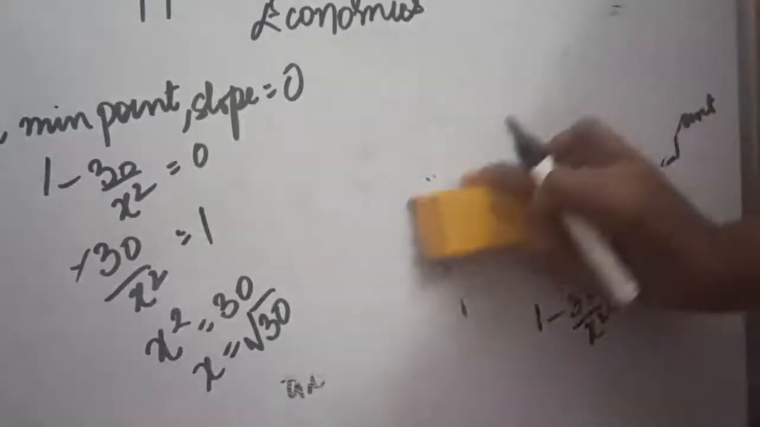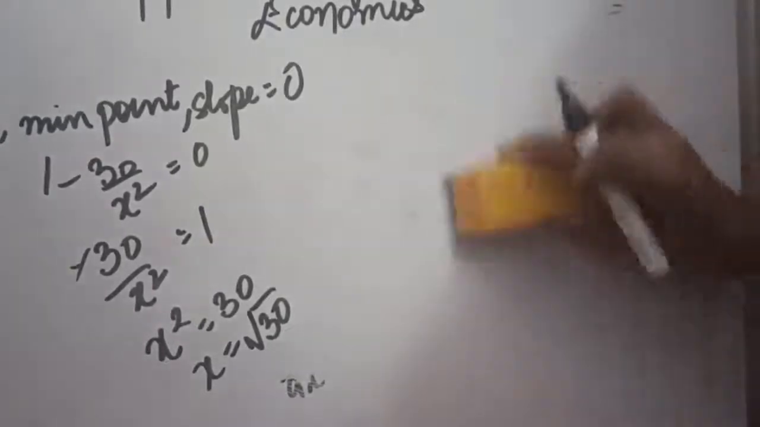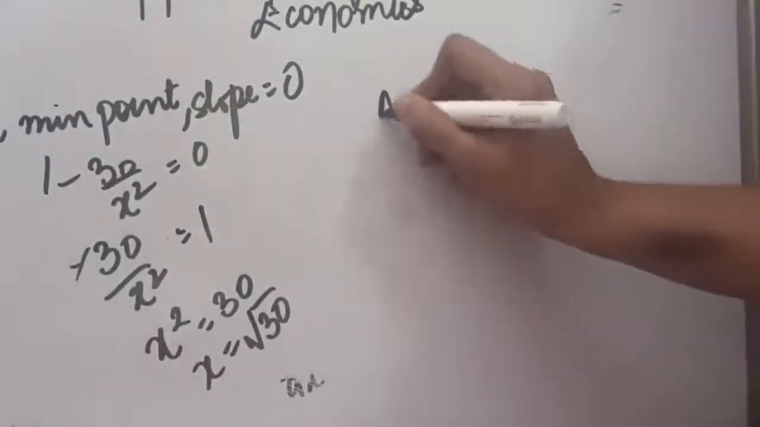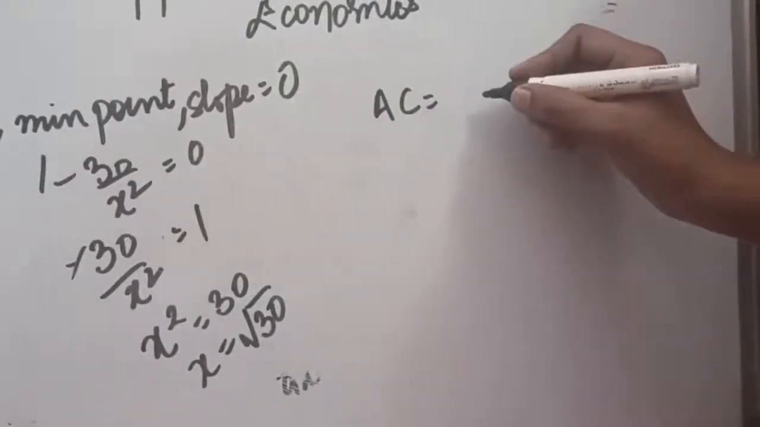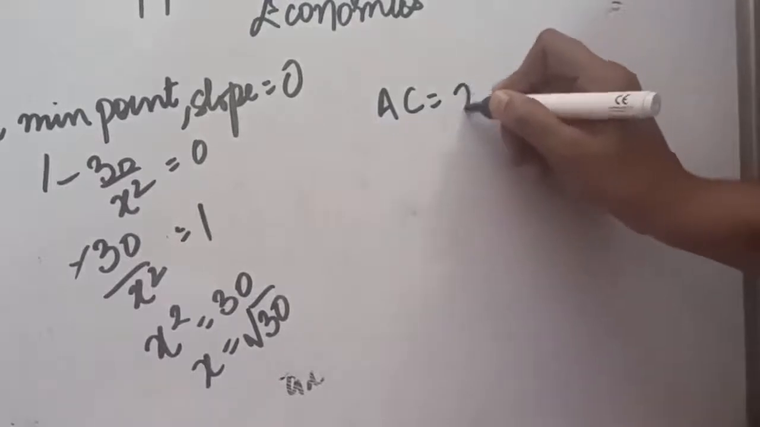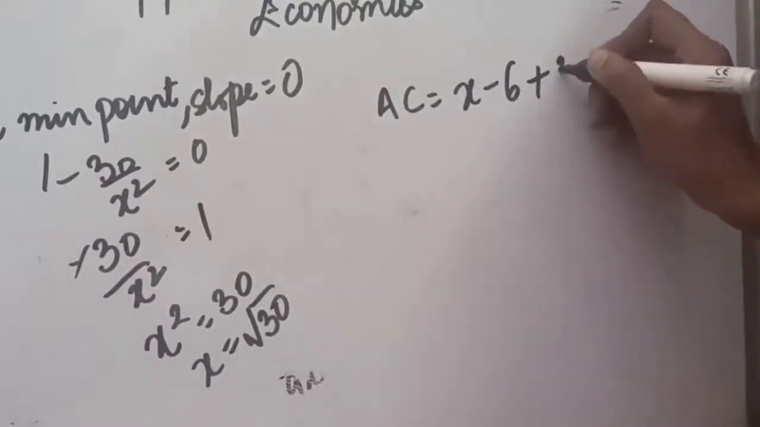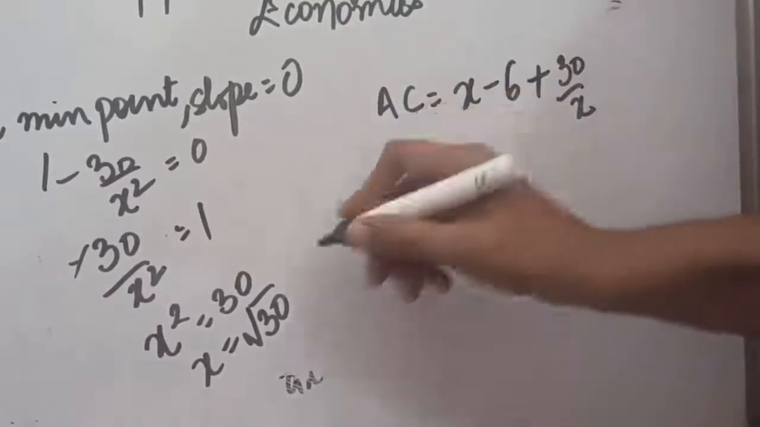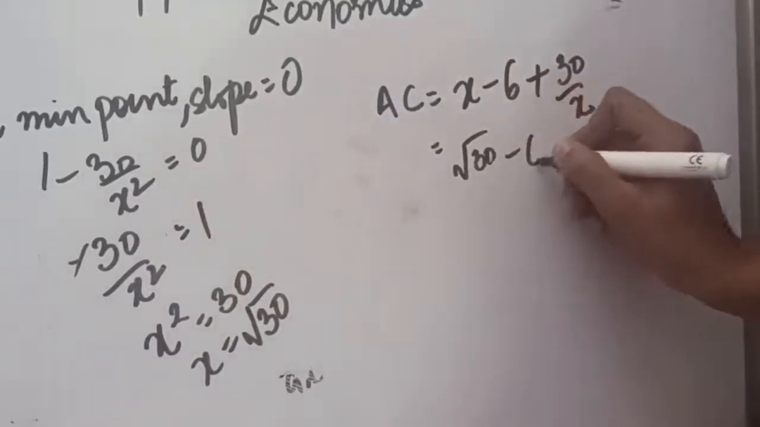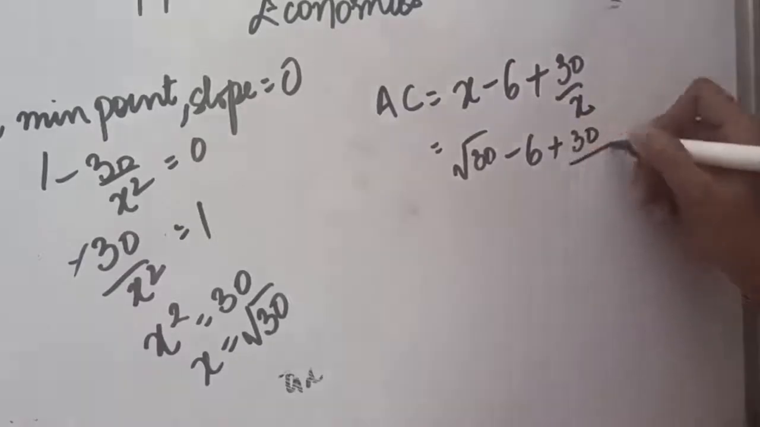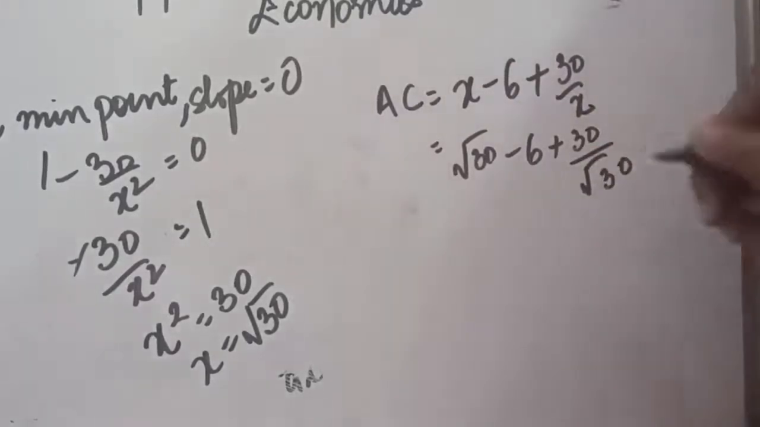Now we will put the value in the average cost, where AC is equal to MC. What is the value of our AC that we calculated in the previous step? What we got was x plus 6 plus 30 over x. Now let us put this value in this equation. It will be root 30 plus 6 plus 30 divided by root 30.